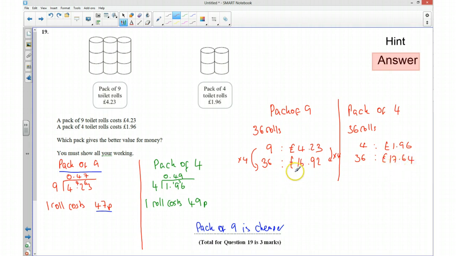And again we can see that the pack of 9 is going to be cheaper. The reason why I showed you both ways is that you might prefer to do a multiplication method rather than a division method. Okay, so there's 2 ways of going about it.